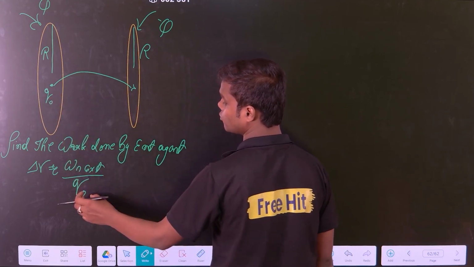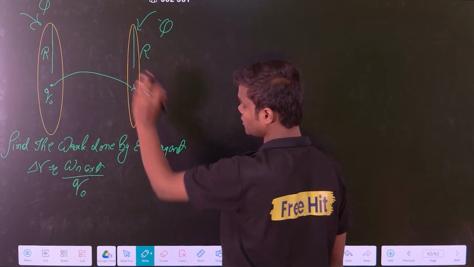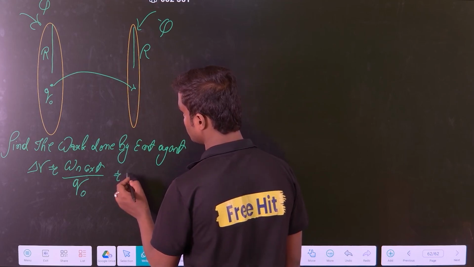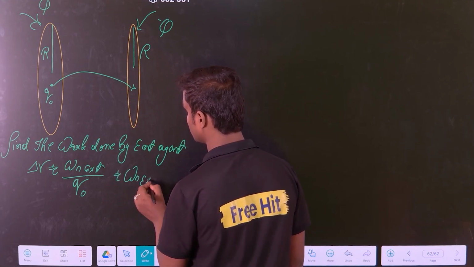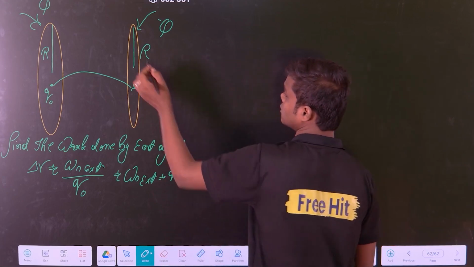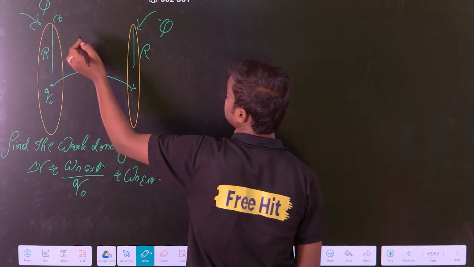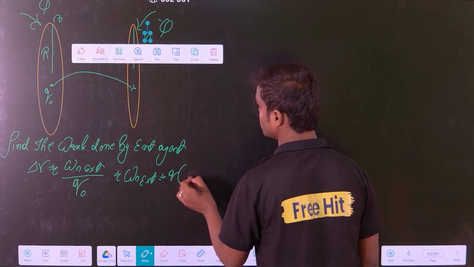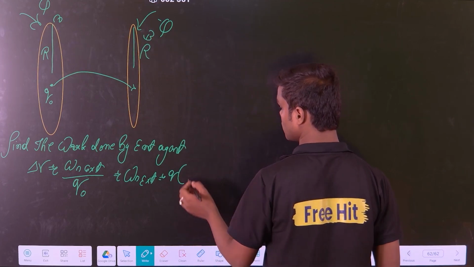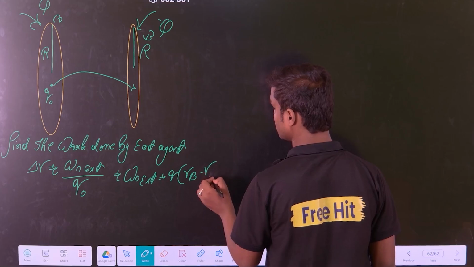Here we have Q naught. This is a previous year question. From here we can write the work done by the external agent is equal to Q naught into V final minus V initial. Suppose this is my A and this is my B. So potential at B minus potential at A.